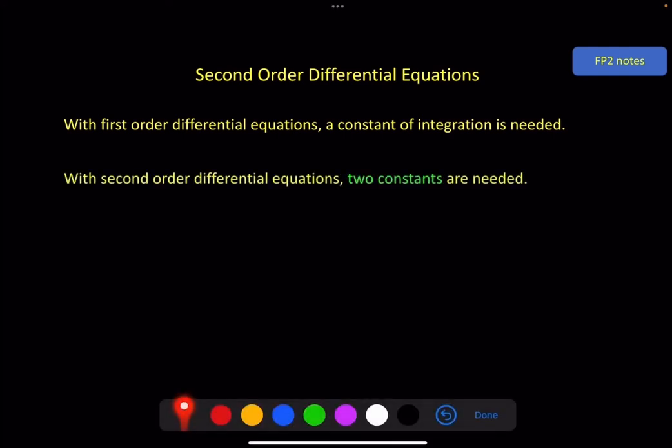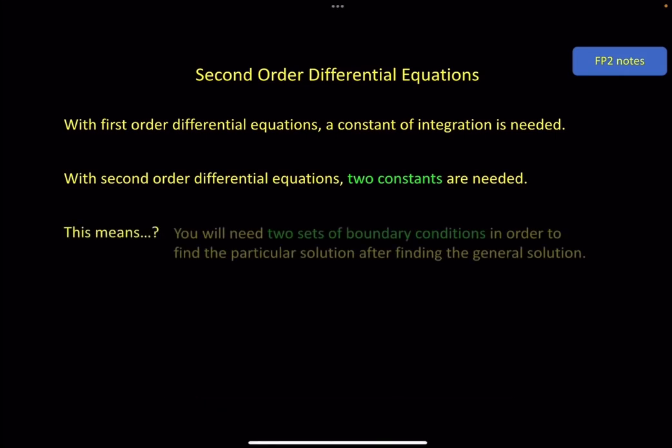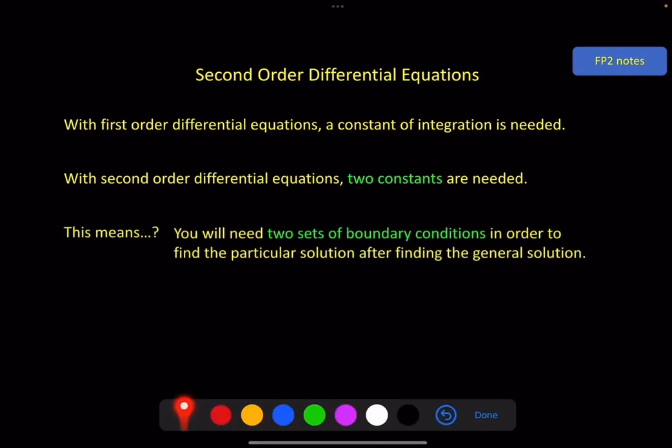With second-order differential equations, two constants are needed, which means we need two sets of boundary conditions in order to find the particular solution. However, that might not be 4 separate pieces of information. What you might be given is 3 pieces of information and have the question worded in such a way that there are 2 pairs inherent in that.